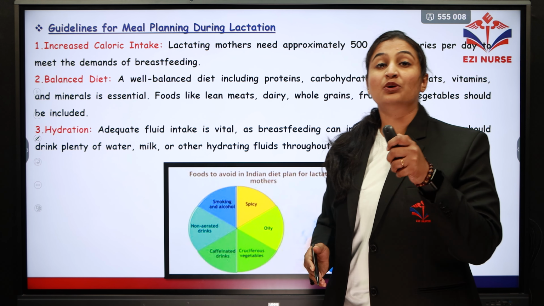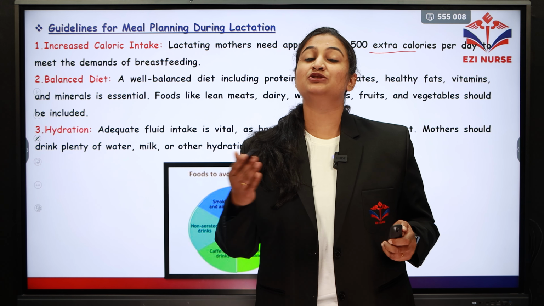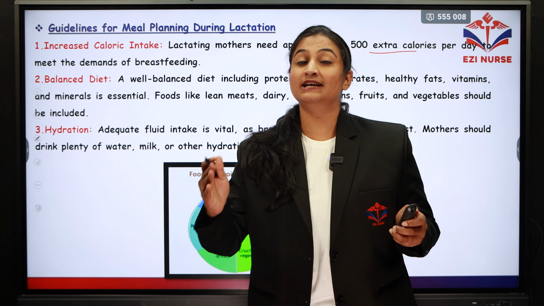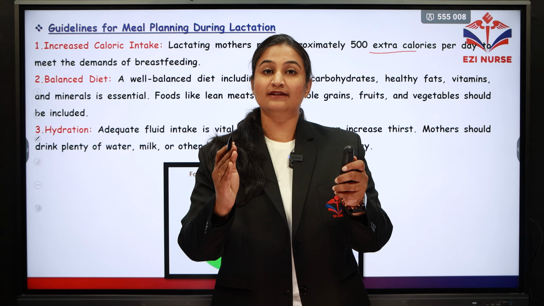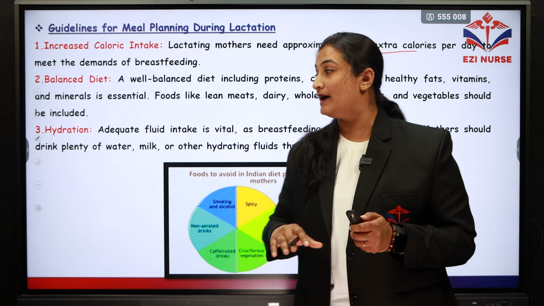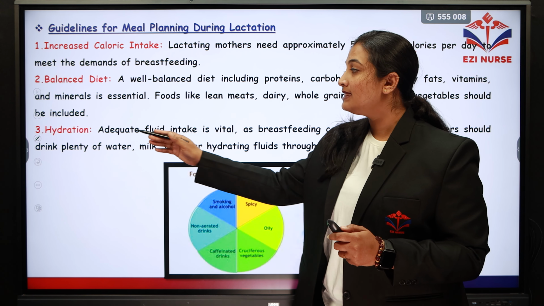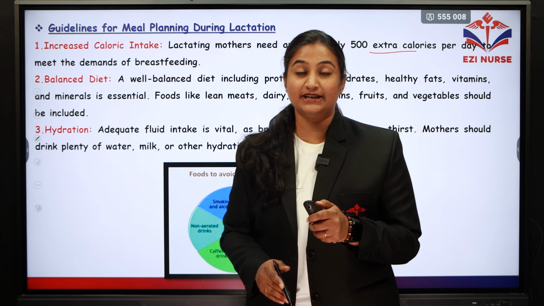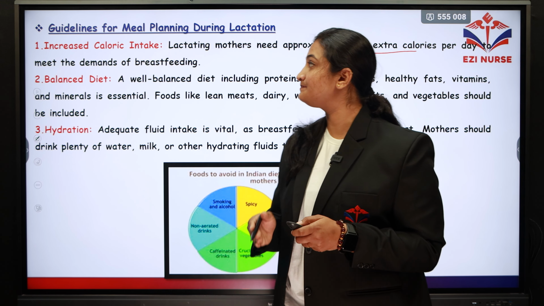Then balanced diet. A well-balanced diet should be maintained not only by the mother and the baby, it should be maintained by all human beings to have appropriateness in their life. It should be in a disciplined manner. When we have a disciplined manner, our routine of meal taking should also be a proper balanced diet, so the minerals and essential vitamins must be taken. Then coming to hydration. The mother and the baby must be well hydrated, then only will the lactation process happen in a proper manner.